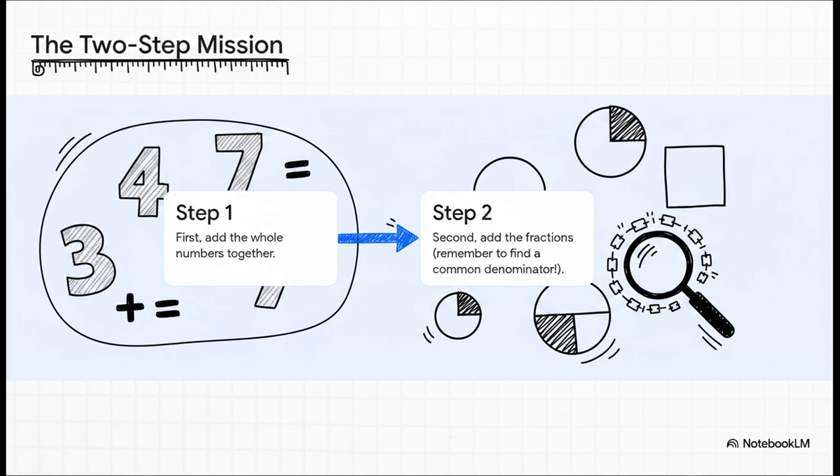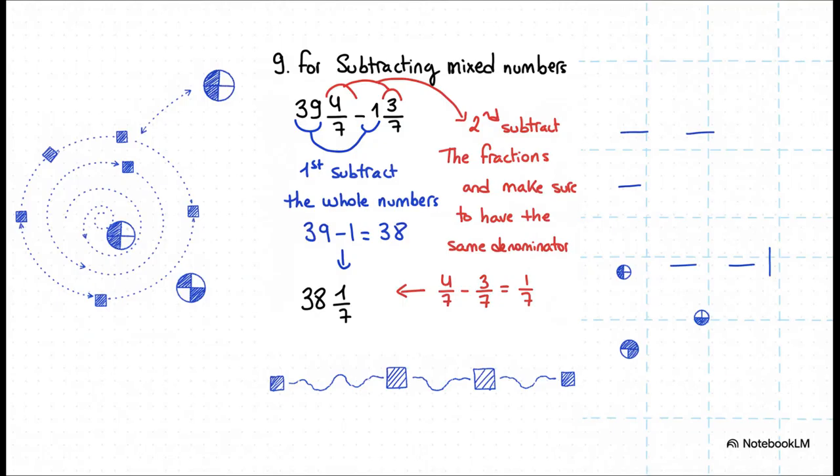Add or subtract them first, get them out of the way. Step 2, handle the fractions. And what do we always do with fractions? We remember rule number 1, find a common denominator. See, when you break it down like this, it's not so tough. And this same logic works perfectly for subtraction.